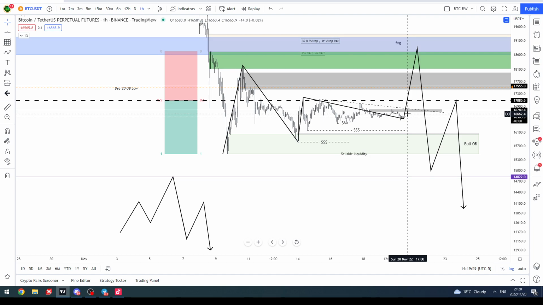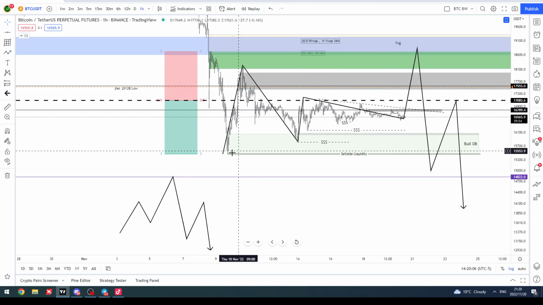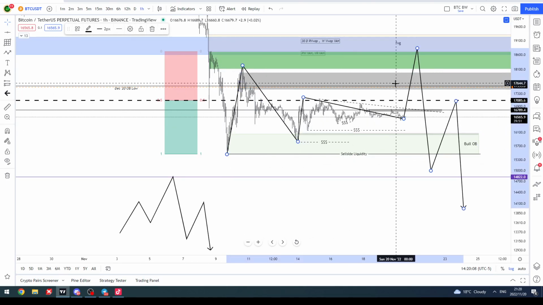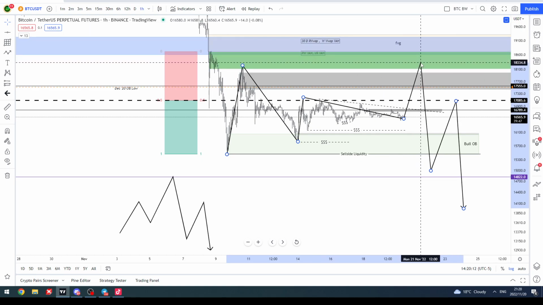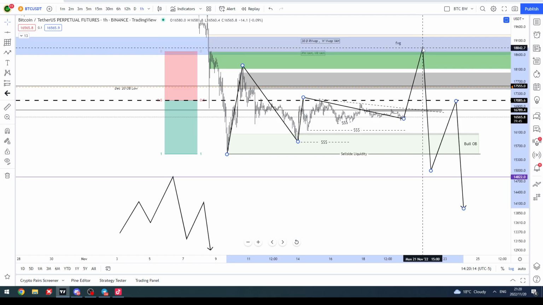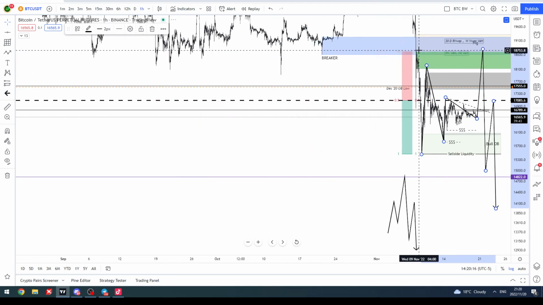So now we need to figure out if this is the model where we are going to hunt for some sort of liquidity to the top side, whether it's taking the order block level or just the highs here. We need to take something to the left here.